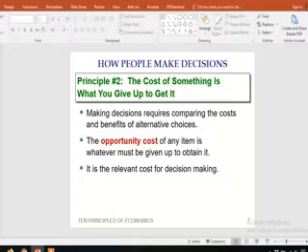If you go for a higher degree, you should consider the alternative benefits and costs. What are the benefits? What are the costs? This is the main crux of principle number 2. The opportunity cost of any item is whatever must be given up to obtain it.